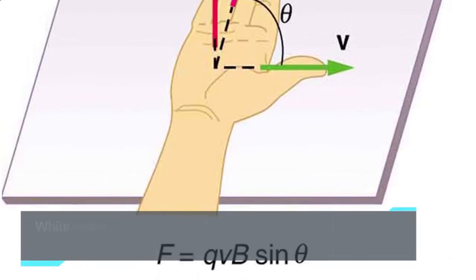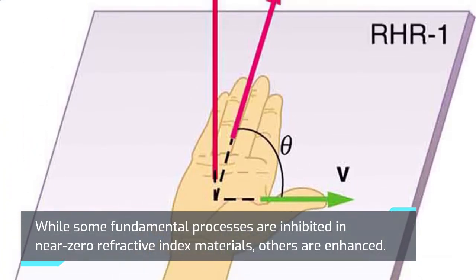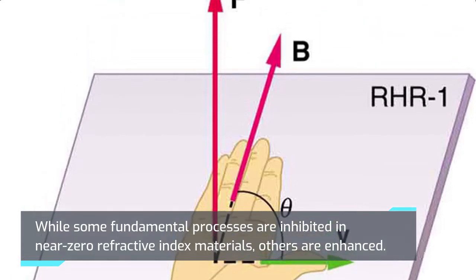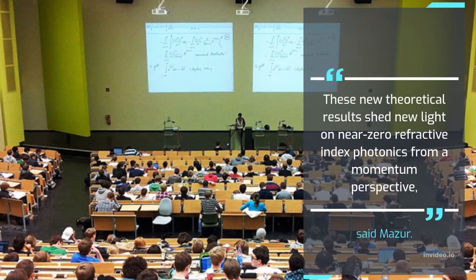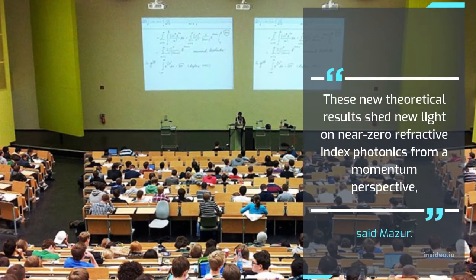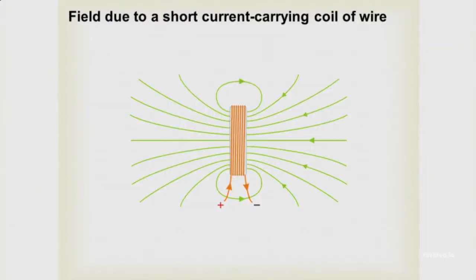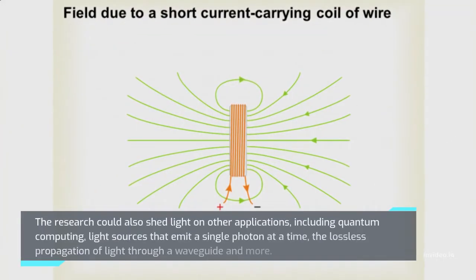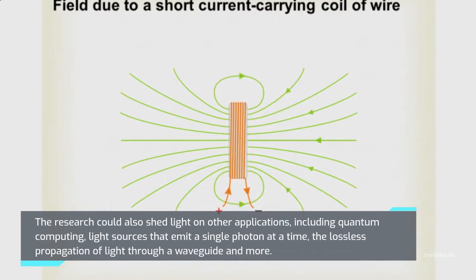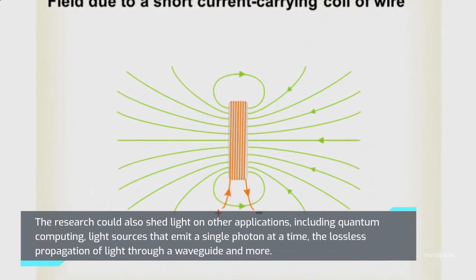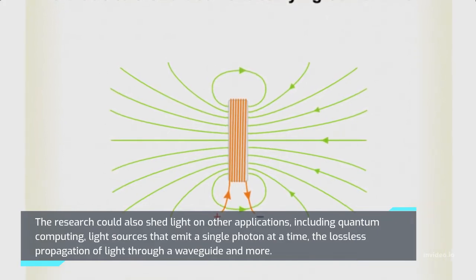While some fundamental processes are inhibited in near-zero refractive index materials, others are enhanced. "These new theoretical results shed new light on near-zero refractive index photonics from a momentum perspective," said Mazur. The research could also shed light on other applications, including quantum computing, light sources that emit a single photon at a time, the lossless propagation of light through a waveguide and more.